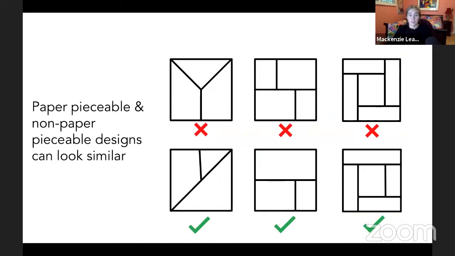And there are many other designs too that would cause you to have to violate our constraints. It's not immediately clear just from looking at the geometry which designs will work. For example, if we look at the two designs on the right here, they look very similar at first glance, except for the seams highlighted in pink. But the top one is not paper pieceable and the bottom one is.